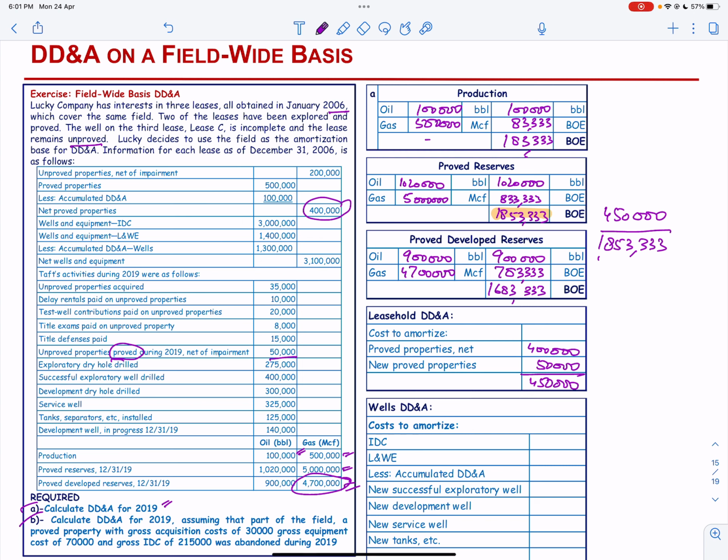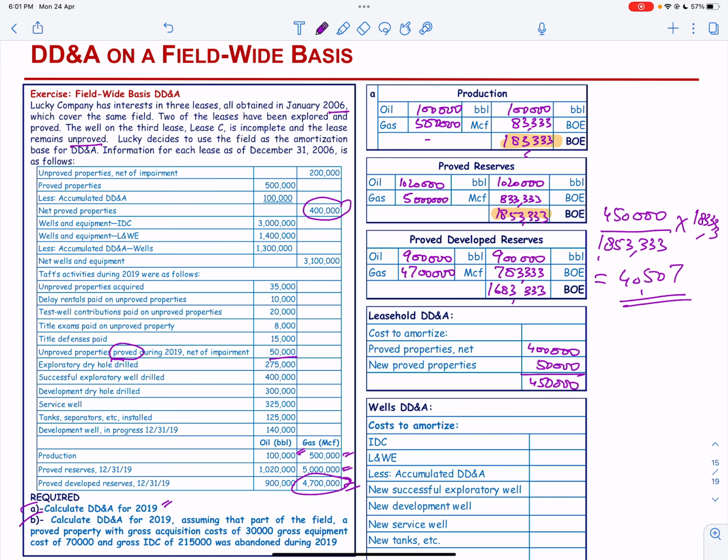1,853,333 times the production, and the production is 183,333. So if we solve it, this will be 40,507. So this is the DD&A for the leasehold.